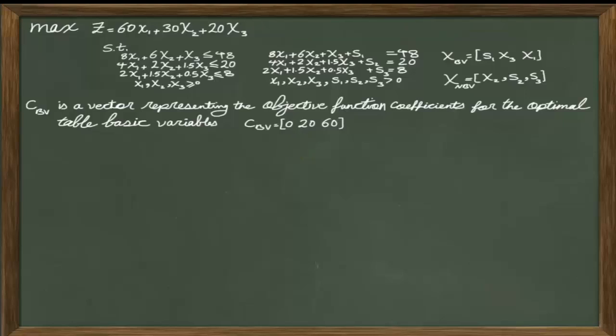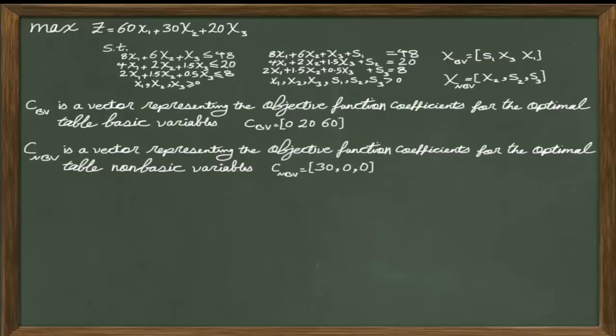If I look at the third element of the XBV, which is X1, the coefficient in the objective function is 60. So I have to put 60 for the third element. So for forming CBV, we have to find the coefficient in the objective function of every single variable that we are given as a basic variable and copy those to form the CBV vector.